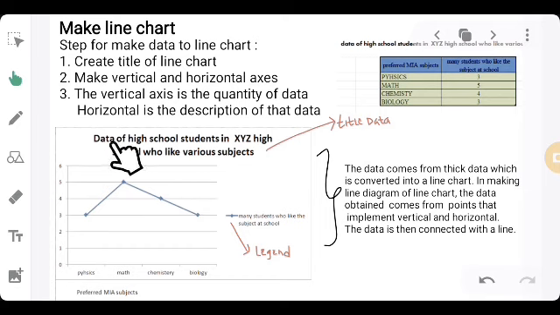The data of the high school students in XYZ High School who like each subject is the title of the data. Then the legend is the description of the data. Many students like the subjects of the school. For example, how many would like physics? You can look at physics on the line chart. Physics is 3 people. And for biology, how many people? 3 people.